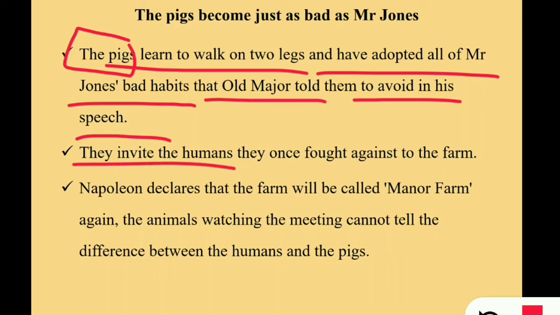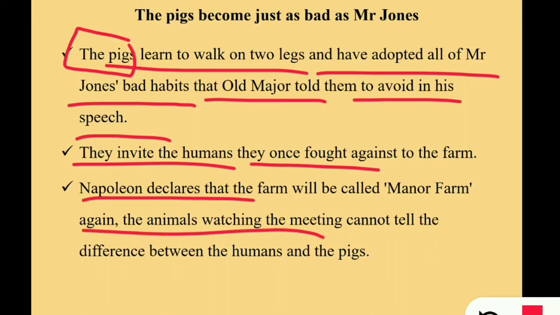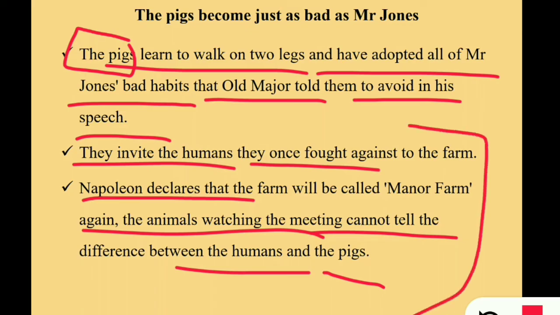They invited the humans they once fought against to the farm. Napoleon declares that the farm will be called Manor Farm. Again, the animals watching the meeting cannot tell the difference between the humans and the pigs. Here, both of them become one eventually because they become insensitive, they become intolerant of others on the farm.